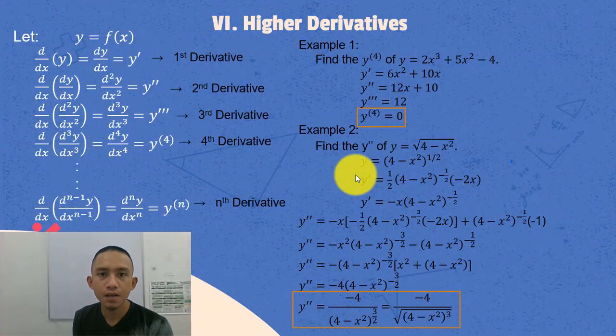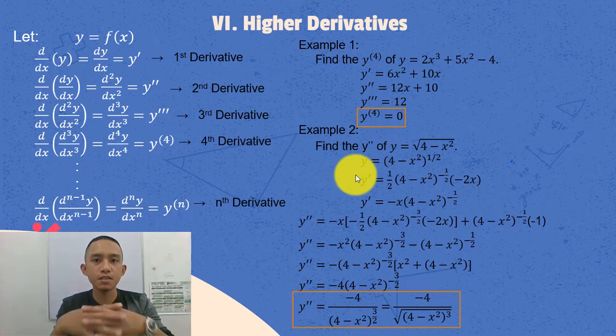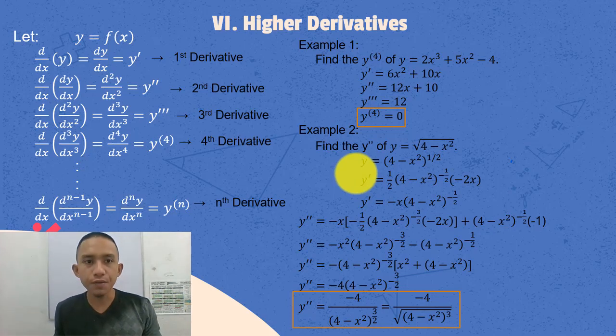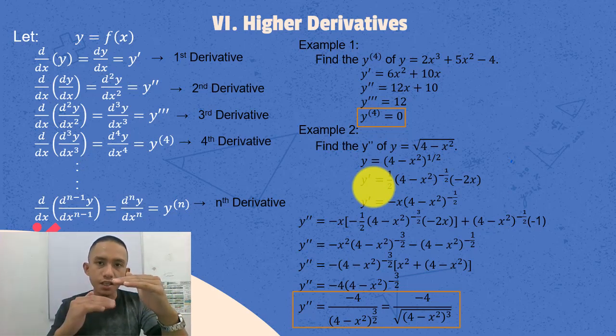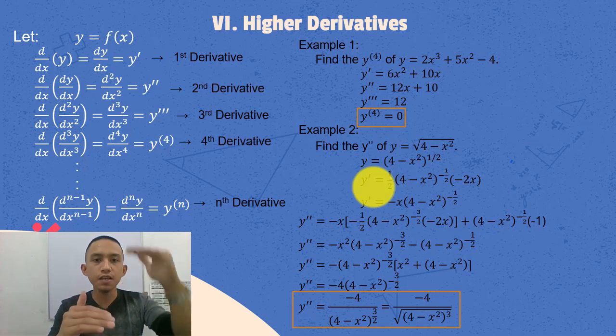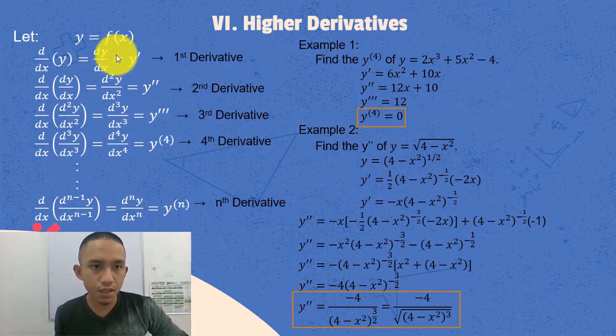Higher derivatives. If you say higher derivatives, that is just repeating the process of derivatives again and again and again. If you differentiate for the first time, of course, we call that the first derivative. The answer in your first derivative, differentiated again, is the second derivative, differentiated again, third derivative, fourth derivative, and so on and so forth. So this is how it is done.